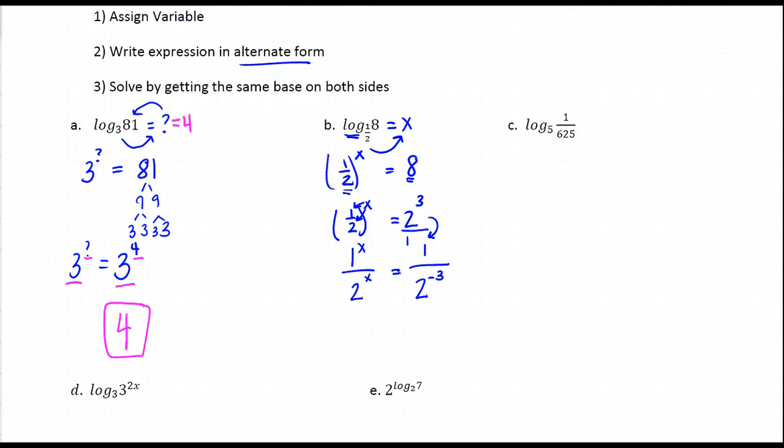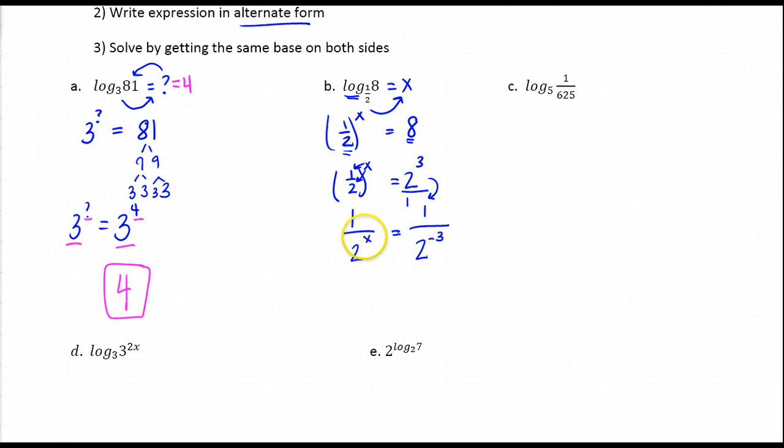And then the last thing I'm going to notice is that 1 to the x power is just the same as 1, right? 1 to anything is just 1. So now I have 2 to the x and 2 to the negative 3. So x equals negative 3. Again, if you need to rewatch that, please do so.